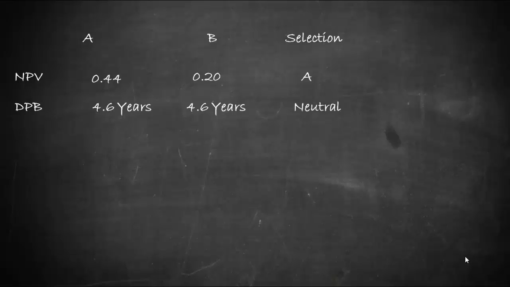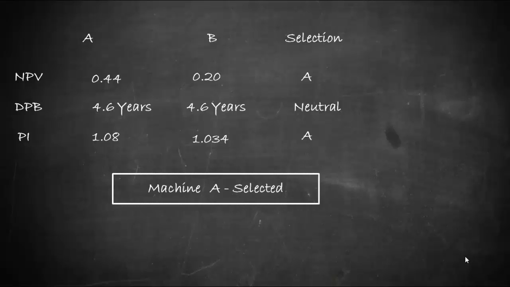Next, let's move on to profitability index. Project A had a profitability index of 1.08, whereas project B had a profitability index of 1.034. So only those projects which have the highest profitability index will have to be selected. So here it is project A. So out of 3 methods, where DPB is neutral, we cannot take comparison. In the other 2 methods, NPV and profitability index, project A stands in a better position. So project A, that is mission A, should be selected.